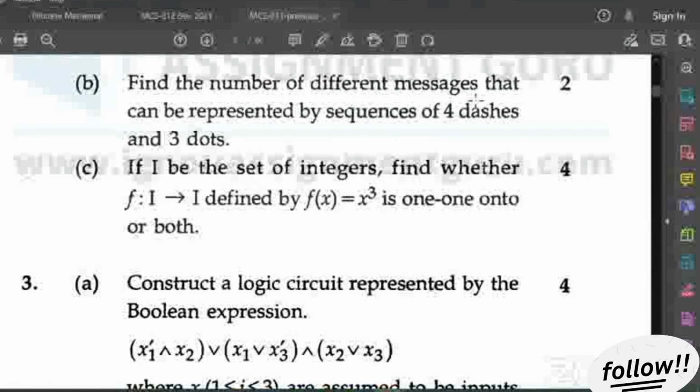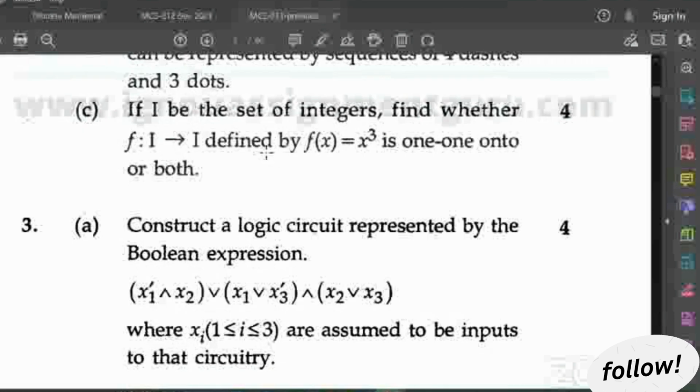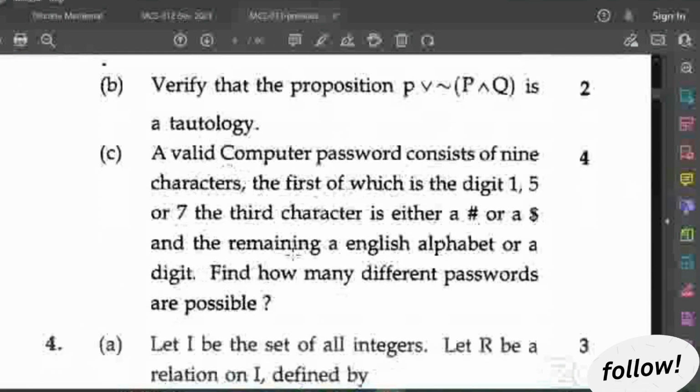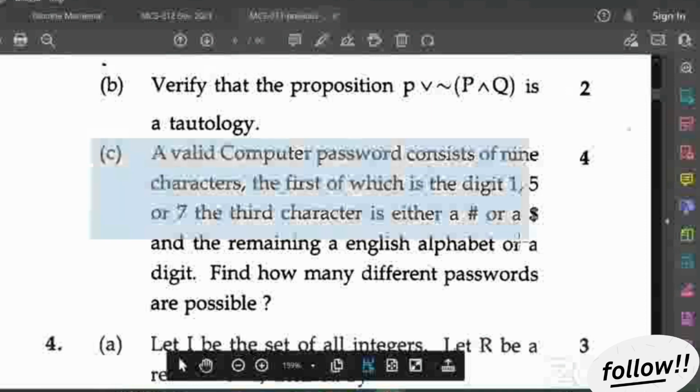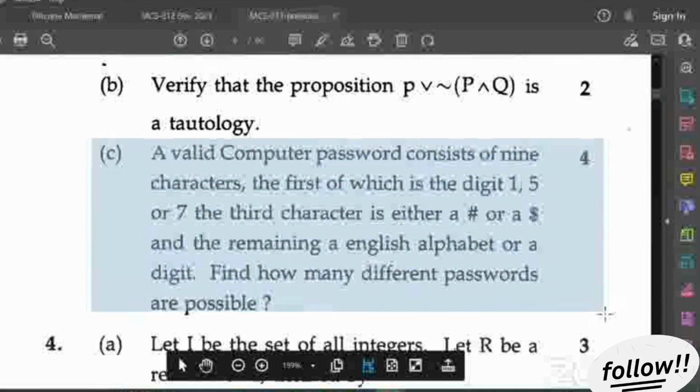Here, find the number of different messages that can be represented by sequences of 4 dashes and 3 dots. It's a combination, permutation-based question. I think I have solved it in the first video, the permutation video. You can go through that. And this is also a permutation based question, and it's an interesting one, and I'll solve this.